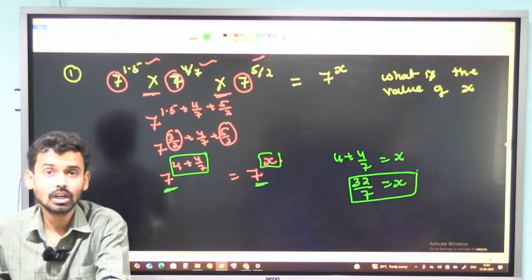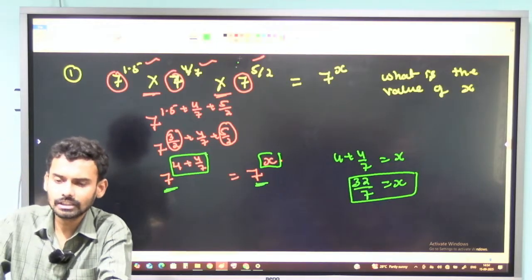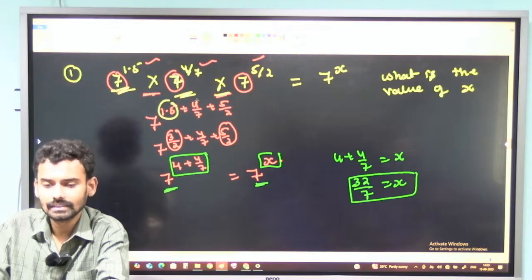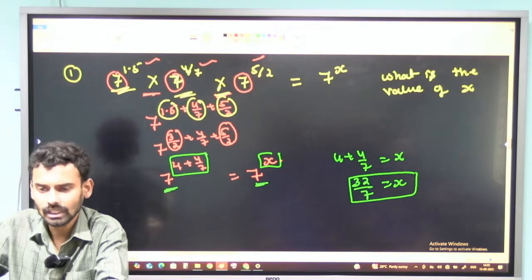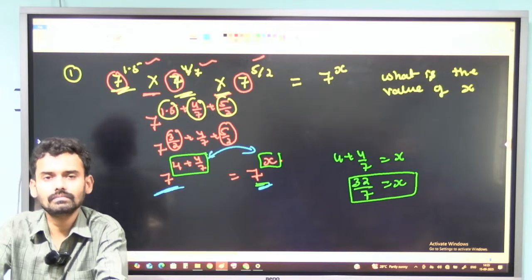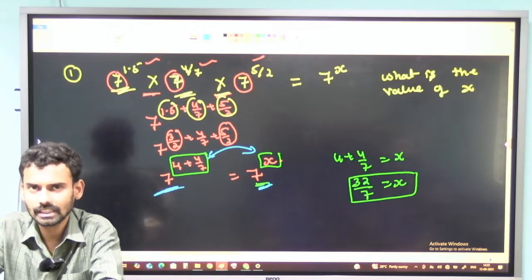So, we have used two laws of indices here. The first one is: when the bases are the same, we can directly add the powers. This is the first rule which we have used, and the second rule that we have used is: whenever the bases are the same, we can equate the powers. Hope the first question is clear.